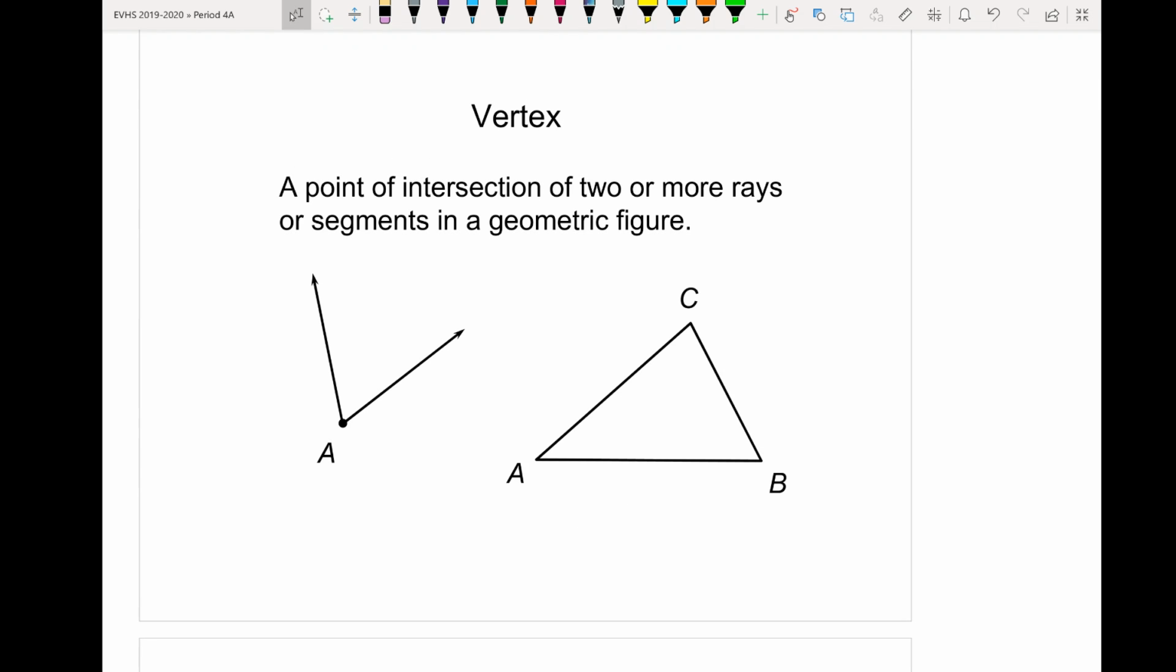Okay, a vertex is the point of intersection of two rays or segments. We use that to form angles or also eventually to build those angles together to make shapes. Here, point A is the vertex in both the angle and in the triangle.